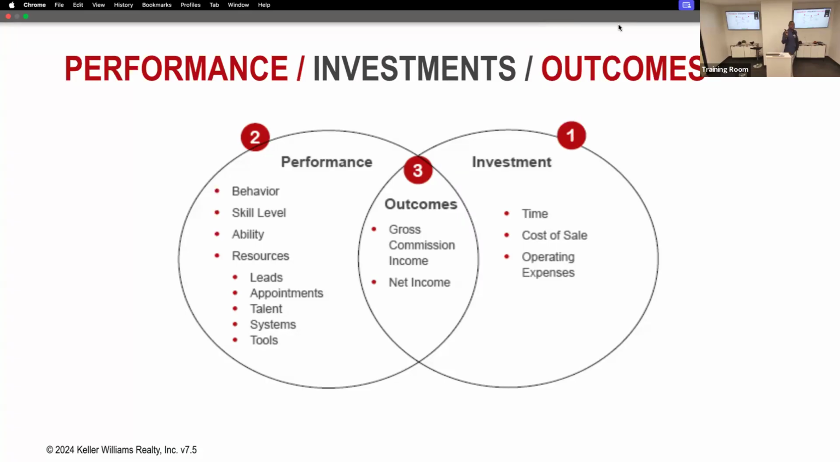So first side of this is going to be our investments: time, cost of sale, operating expense. Second piece of this is going to be our performance: behavior, skill level, ability, resources, leads, appointments, talent, system, tools. And then the third is our outcomes. So what's our gross commission income versus our net commission income?